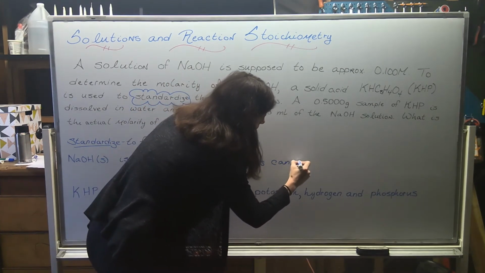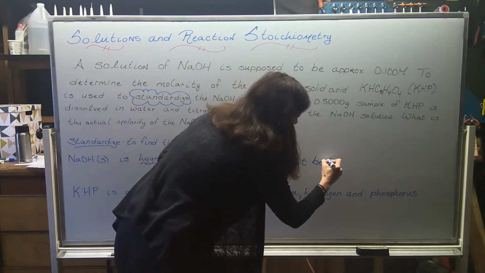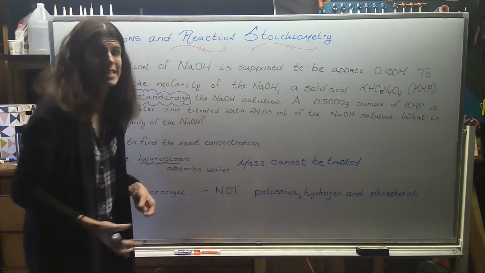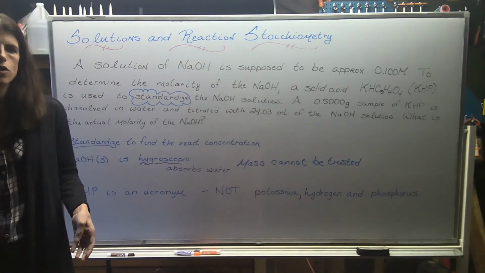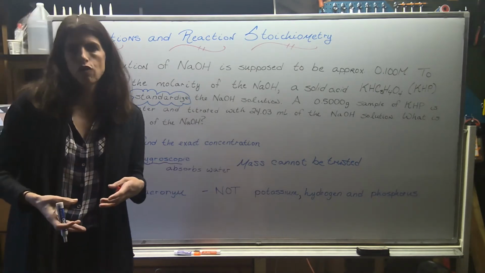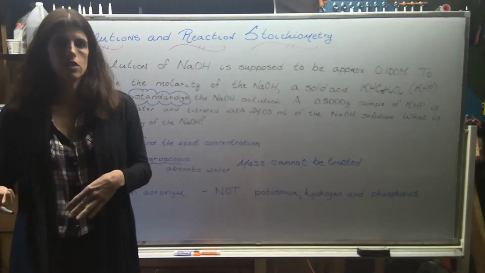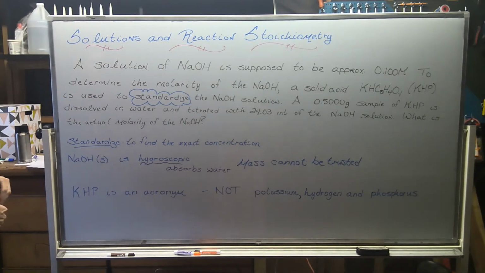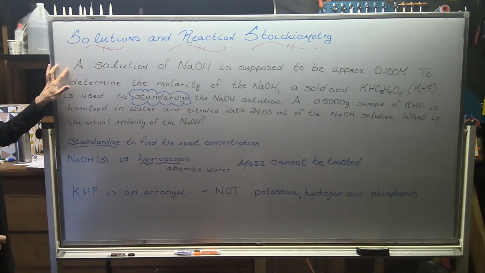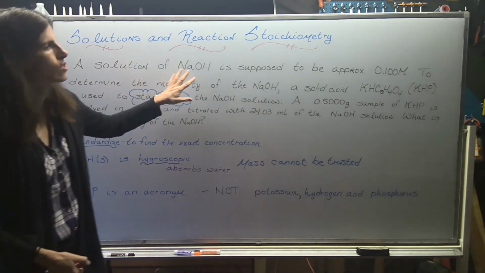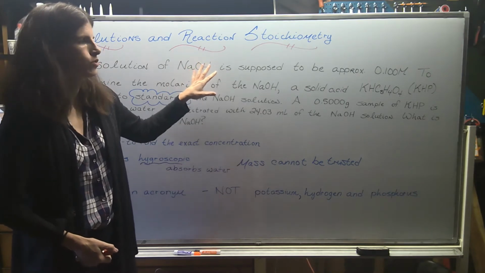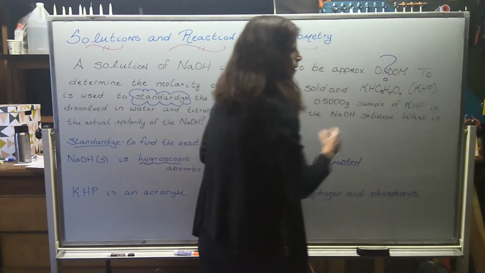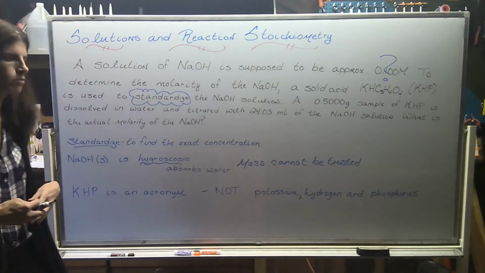We don't know how fast that's happening. So if we're weighing out like 2 grams of sodium hydroxide, is it actually 2 grams of sodium hydroxide, or is it 1.8 grams of sodium hydroxide and the rest of it is some water that's been absorbed? So we try our best, and that's why in the beginning of this problem it says a solution of sodium hydroxide is supposed to be 0.100 molar. So somebody is aiming for that, but because of the hygroscopic nature of the sodium hydroxide, it's a questionable value.